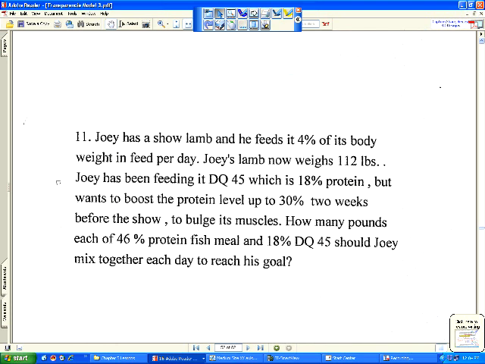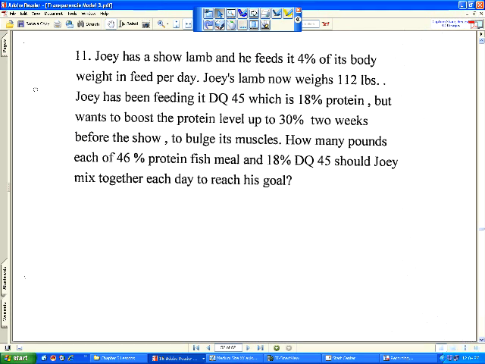Now, I wrote number 11 exactly the way we do it with our show animals, okay? 8 drinks, 8 people, 7 in addition to Kim. She made 8. Number 11, Joey has a show lamb and he feeds it 4% of its body weight in feed a day. This is what we do with our show lambs for the county show here, okay?